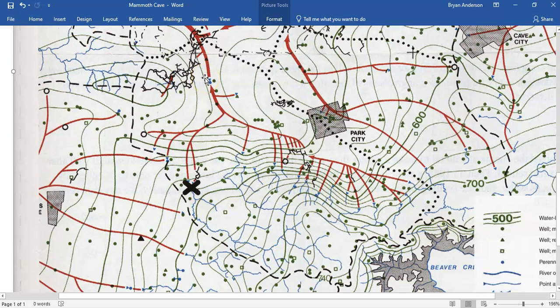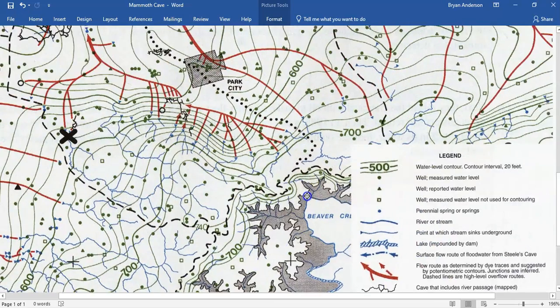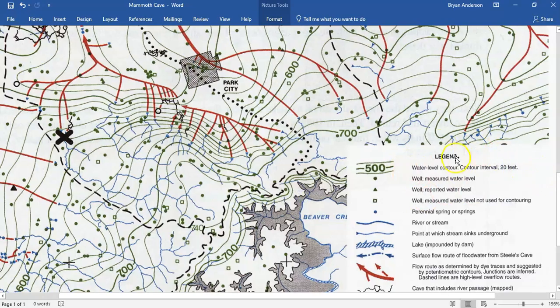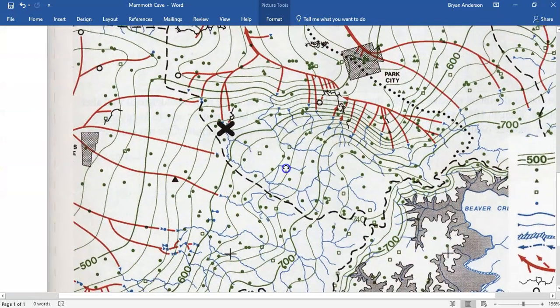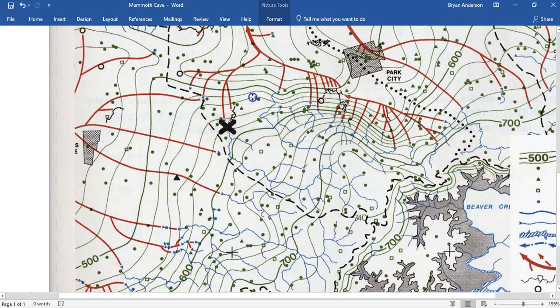So what's the gradient? Well, you'll notice here there's a green line and there's another here. This one's darker. So if we go down here, we'll see this is the 600-foot contour line for the groundwater, not the surface, but the groundwater. Well, there's 20 feet of difference in contour interval right here. See that in the legend? 20 feet of difference. Well, if this is 600, this must be 580. Okay, so X is at 580.